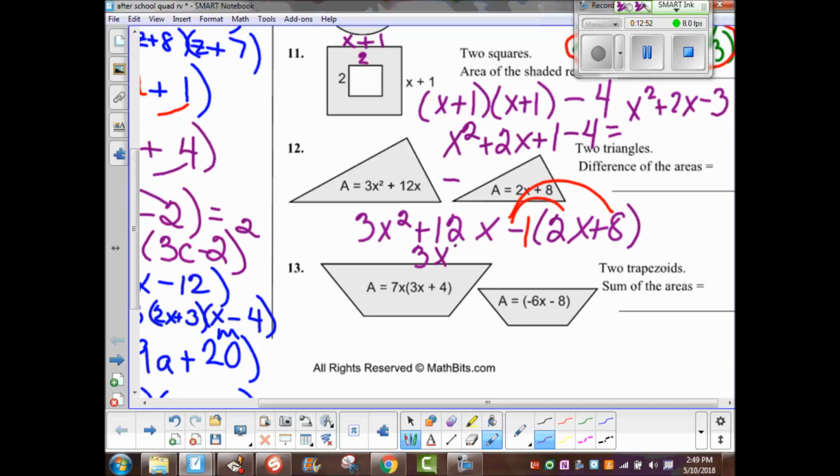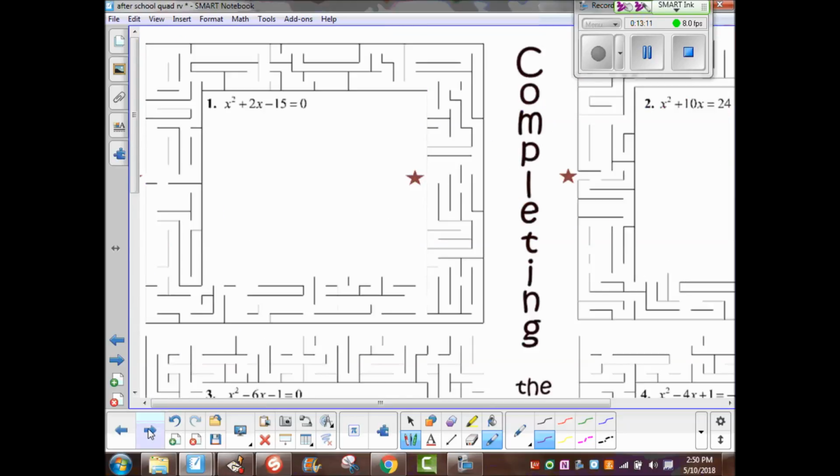So 3x squared plus 12x minus 2x minus 8. Now we can combine like terms. 3x squared plus 10x minus 8. Good? Good. All right. I'll let you look at 13 on your own time. Let's go over to some completing the square.